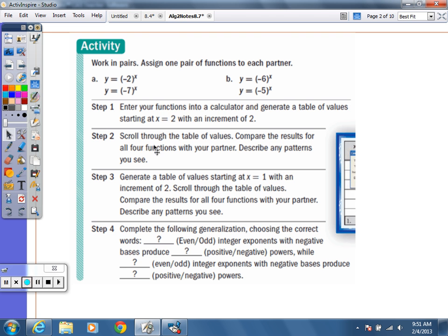We're going to look at this activity first. It says work in pairs. Obviously, we're not going to do that. We're going to look at the graphs of some of these. Negative 2 to the x. This is actually a type of function that we're going to talk about next chapter, so it's a way to start it off here. We're going to enter it into our calculator and generate a table with values. We're going to start at x equals 2 with an increment of 2, which means your table delta x is going to be 2. That's if you're looking at the TI-84.